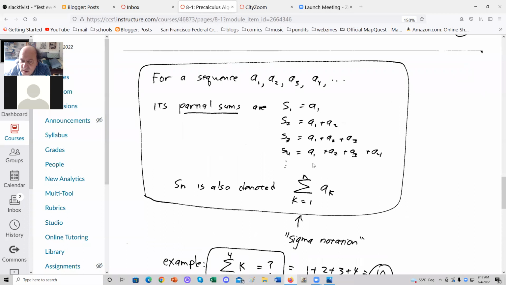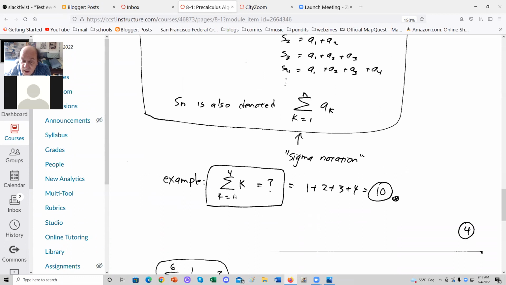Sn is denoted using a notation called sigma notation: sigma from k equals 1 to n of ak. So it's a1 plus a2 plus a3 all the way up to an. The sigma is a capital Greek letter sigma denoting sum.